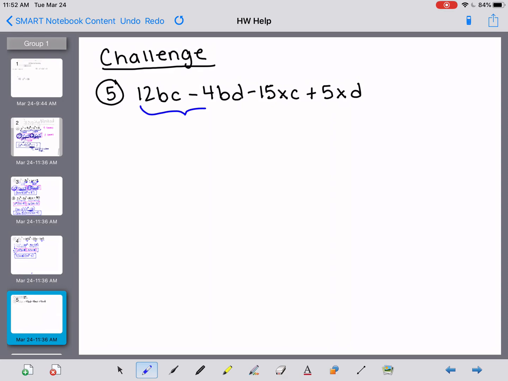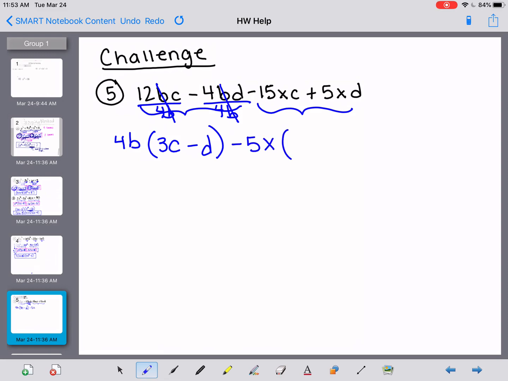So I'm going to group together the first 2, right? My GCF there is 4B. If I divide each thing by 4B, 12 divided by 4 is 3. The B's would cancel. And the C is still there. Negative 4 divided by 4 is negative 1. I'm not going to put the 1, I'll make it invisible. The B's cancel, and I still have a D. The GCF for the second 2 terms is negative 5x. Again, at any point, if you want to pause and work ahead of me, feel free. That would get you 3c minus d.